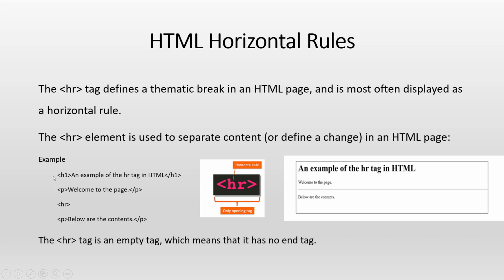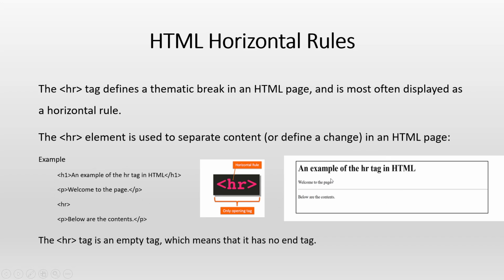So here we will see an example. See, here I have written one H1 tag in HTML. In that I have written an example of the HR tag in HTML. After that I have written another p tag inside that, welcome to pages. And after this, I am writing one HR tag. After the HR tag, I am writing below are the contents. So here, this is the output of this code.